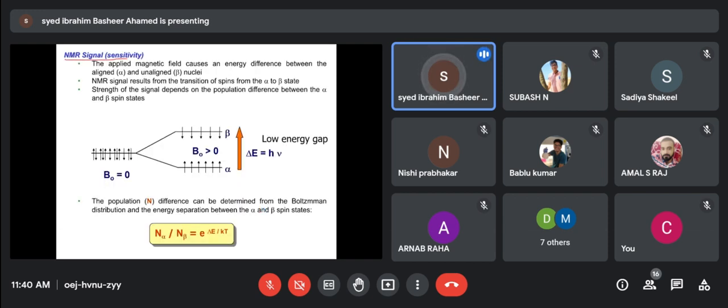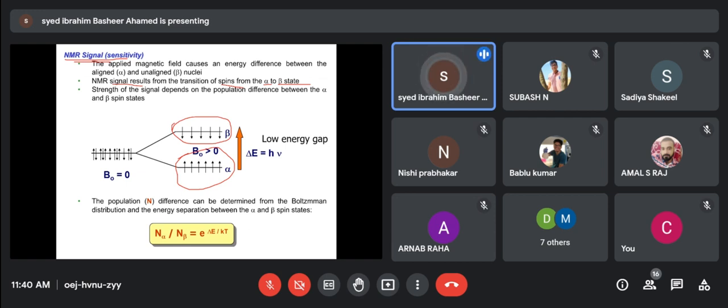The NMR signal depends on the applied magnetic field that causes an energy difference between aligned and unaligned nuclei. So the NMR signal results from the transition of spins from alpha to beta state. If you are able to flip, that will result in an NMR signal. The signal strength depends on the population difference between the alpha and beta states. So how much population, how much crowd you have here. B naught is greater than 0.